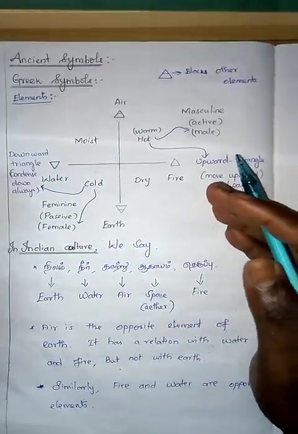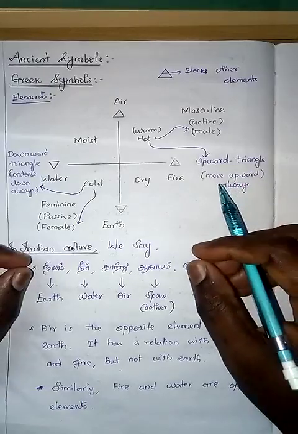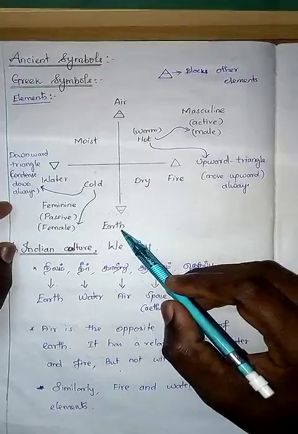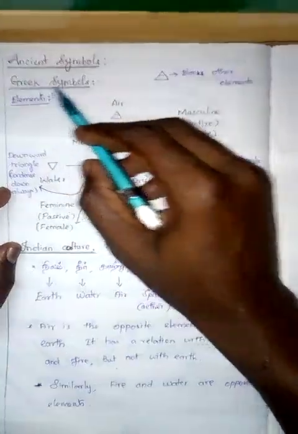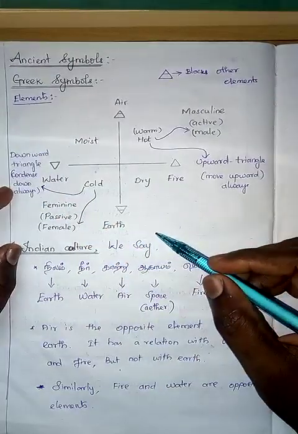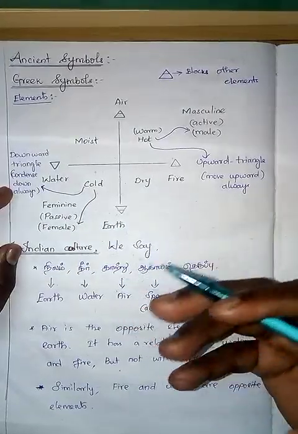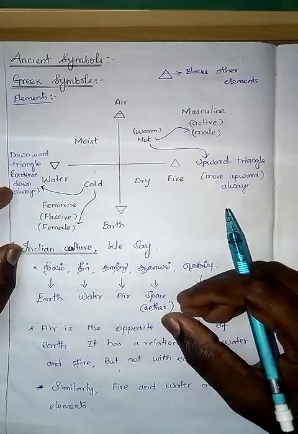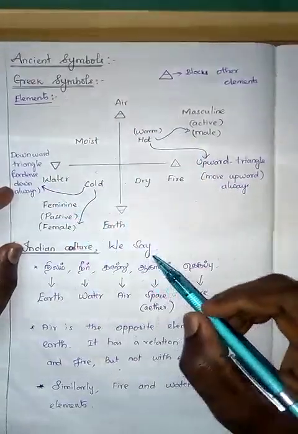So with that, they thought that each and every object in the universe is made up of these four elements: earth, water, air, and fire, based on Greek symbols. So they used these symbols to represent how the universe formed. I hope you have understood each and every element in this diagram.